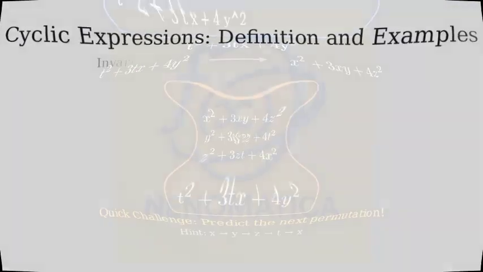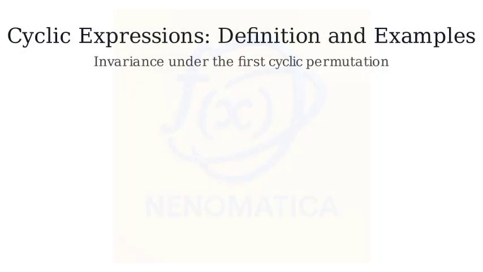In this lesson, we will build an intuition for cyclic expressions, what they are, and how to test them with clear examples. Definition of cyclic expression. A cyclic expression is one that stays the same when each variable is shifted to the next one in order, and the last variable wraps around to the first. For example, A goes to B, B goes to C, and so on, and K goes to A.